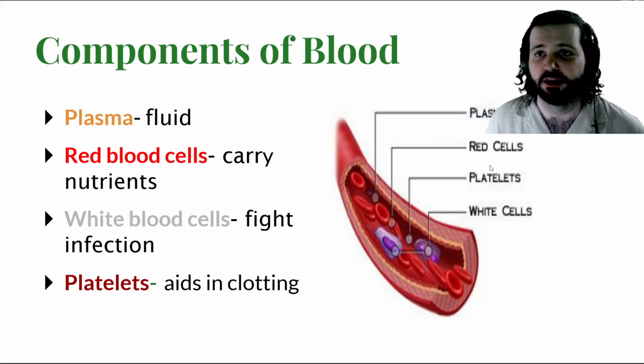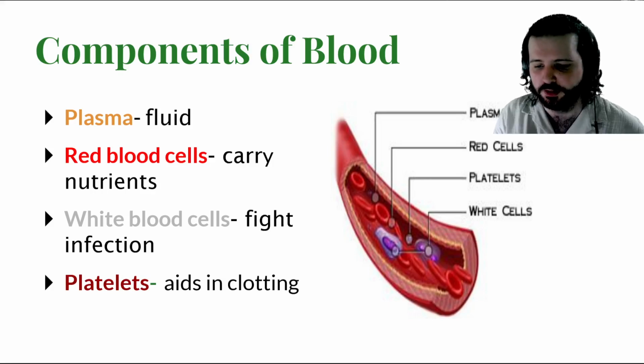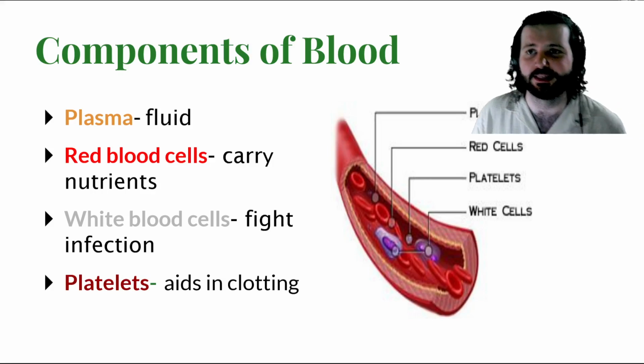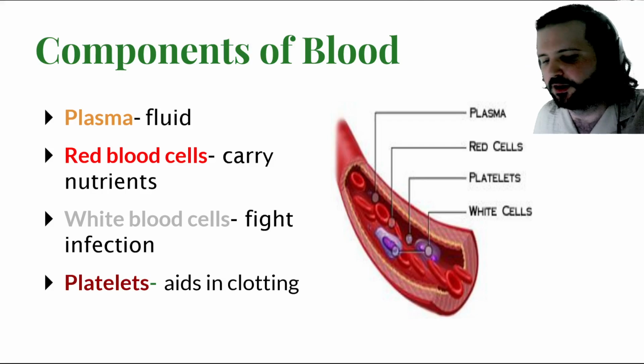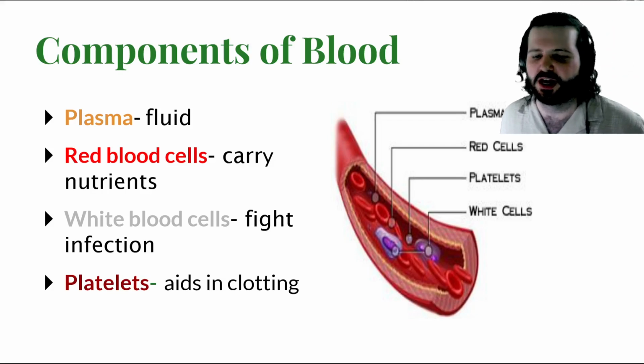Now we've got the fluid in our pipes, the blood. So your blood is made up of quite a few different things. In fact, it is made up of plasma, which is kind of like the liquid of it.